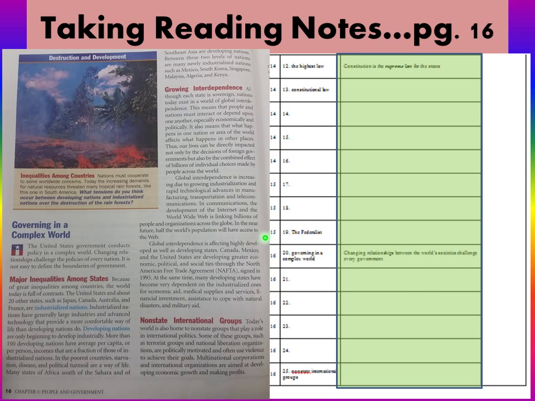Global interdependence is affecting highly developed as well as developing states. Canada, Mexico, and the United States are developing greater economic, political, and social ties through the North American Free Trade Agreement, NAFTA, signed in 1993. At the same time, many developing states have become very dependent on the industrialized ones for economic aid, medical supplies and services, financial investment, assistance to cope with natural disasters, and military aid.